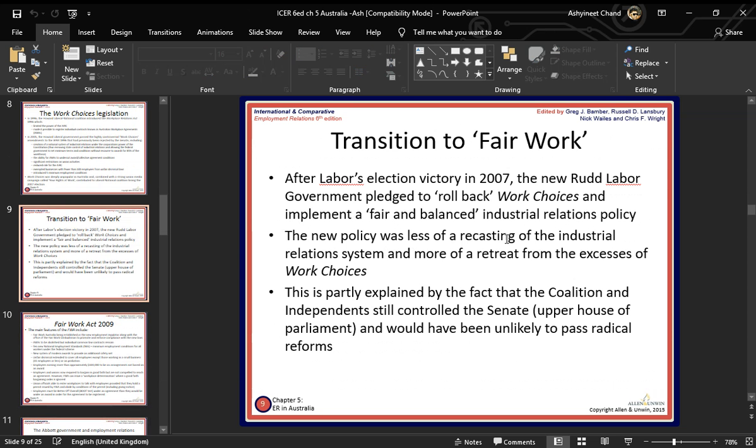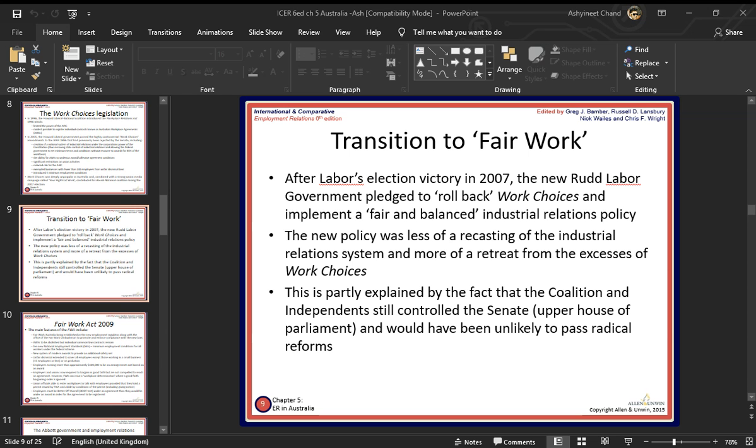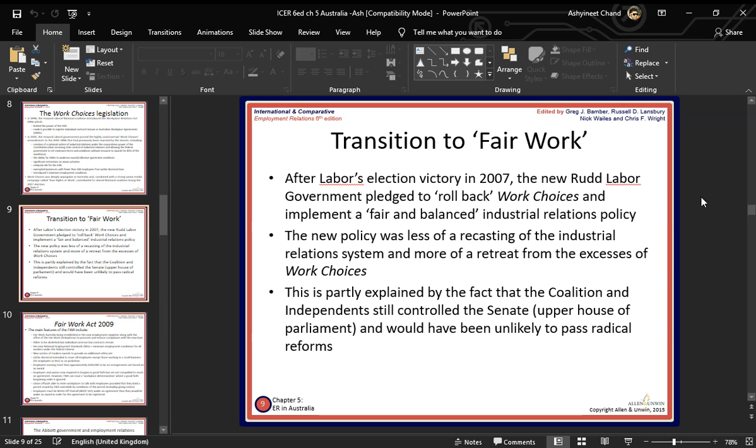Moving on, so the transition to Fair Work. Currently, Australia has the Fair Work Act. Please note that Work Choices is not there, nor any other legislation. There is a major legislation called the Fair Work Act. So after Labour's election victory in 2007, the new Rudd Labour government pledged to roll back Work Choices and implement a fair and balanced industrial relations policy.